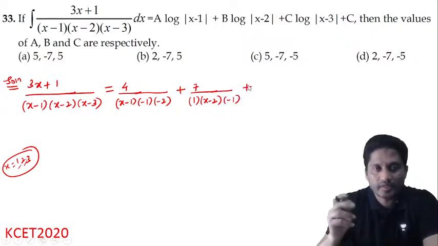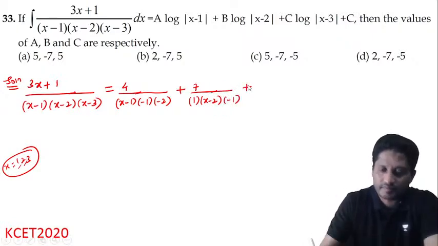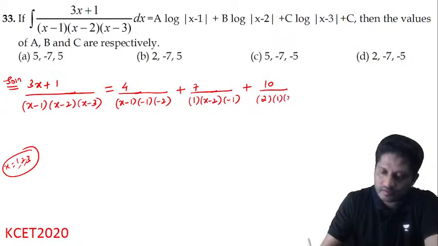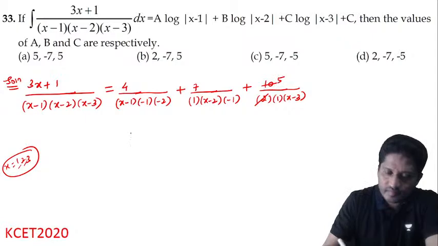Again put plus. Put x equal to 3. 3 into 3 plus 1 is 10. Divided by 3 minus 1 is 2. 3 minus 2 is 1. And then you get x minus 3. This will cancel 5 times. And this will cancel 2 times.